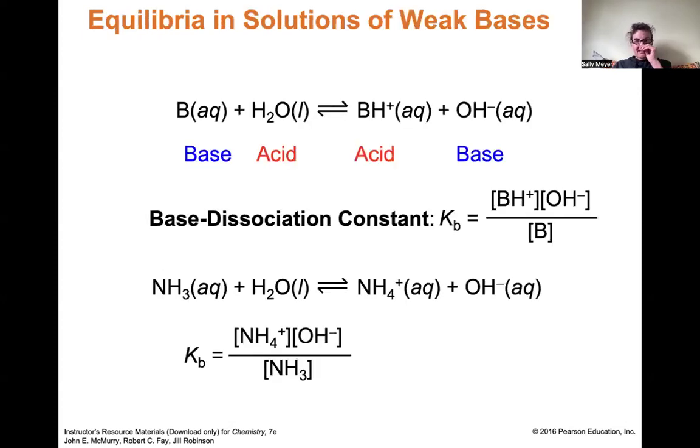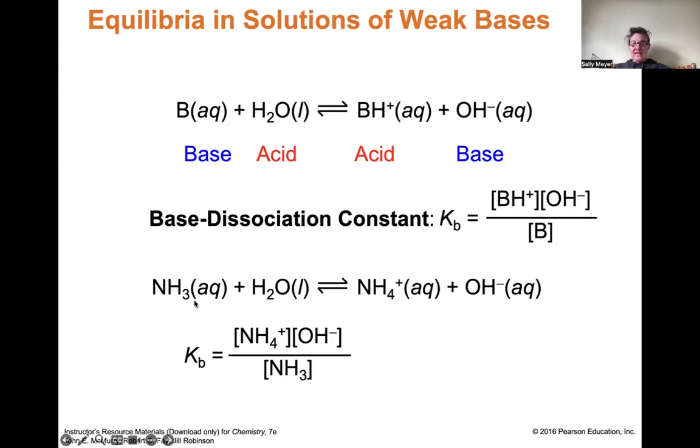So if we have weak bases, it's going to be the same equilibrium concept, but now we're going to use a Kb. So we call it the equilibrium constant for the base reacting in water. So in this case, the base is B, water acts as an acid. The conjugate acid is going to have picked up a proton, so it'll be BH plus, and then water has given up that proton, so now it's a base. So the base dissociation constant is just an equilibrium constant for this type of reaction where a base is dissociating in water. So it's products over reactants. Liquid water is left out because its concentration is constant. So you can write the expression.